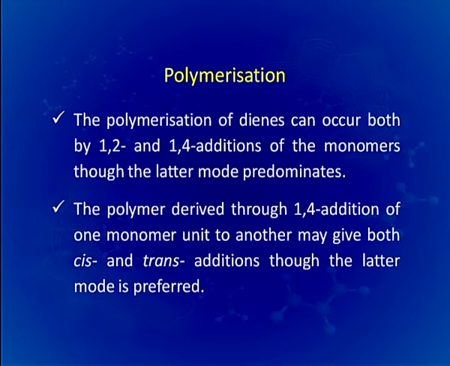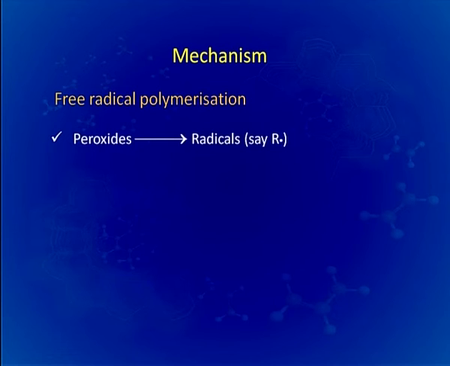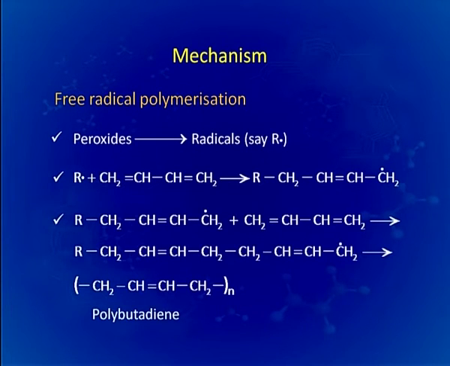Again in the 1,4 addition there are two possibilities. We can get cis addition or we can get trans addition, but again the latter mode is the preferred one. The mechanism of this reaction we can understand. First of all, the peroxide will be broken into free radicals and then this radical will be attacking a single unit of butadiene, converting it to a free radical.